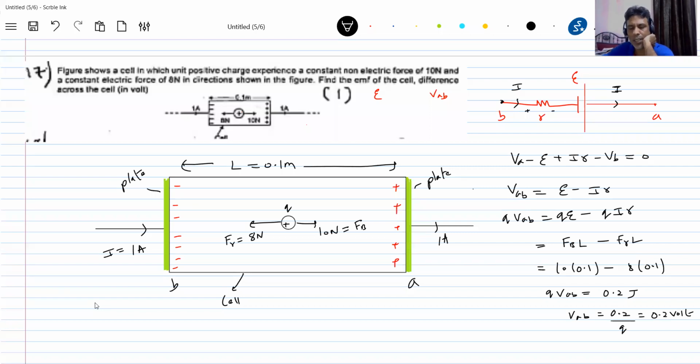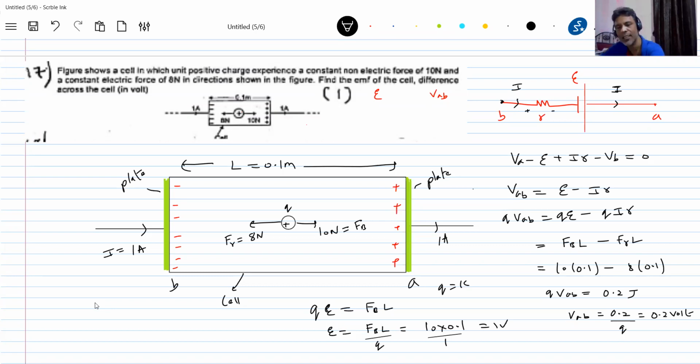What about the applied EMF? It should be 1 volt from here. The applied EMF: QE equals FB into L. This is 10 into 0.1, with charge as 1, Q equal to 1 coulomb. Unit charge we assumed, so 1 volt. So this is the applied EMF.